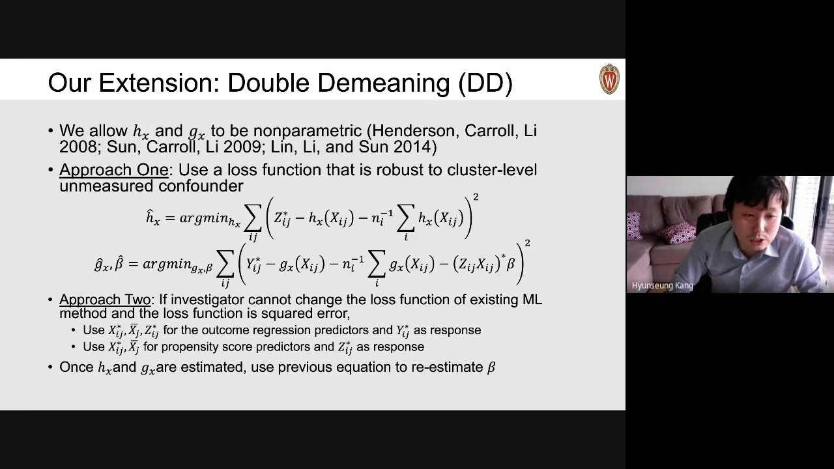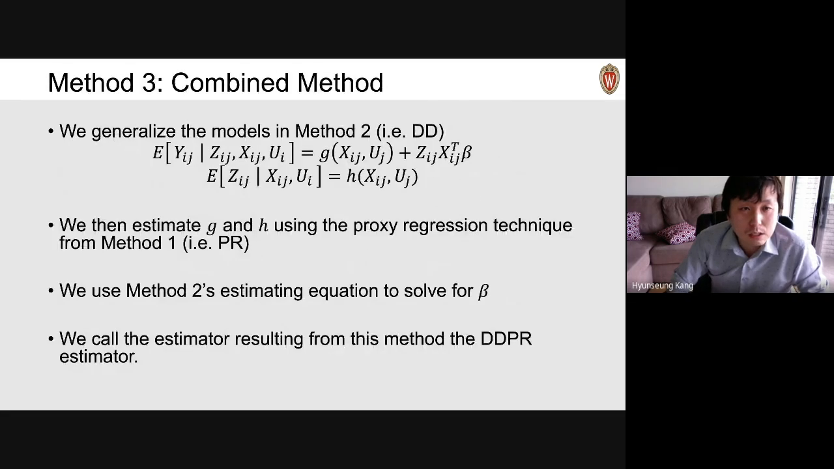Yeah, and once H and Gx are estimated, then you use the previous equation or the i.i.d. regression to re-estimate beta, and then translate that estimate of beta into an estimate of the tau.